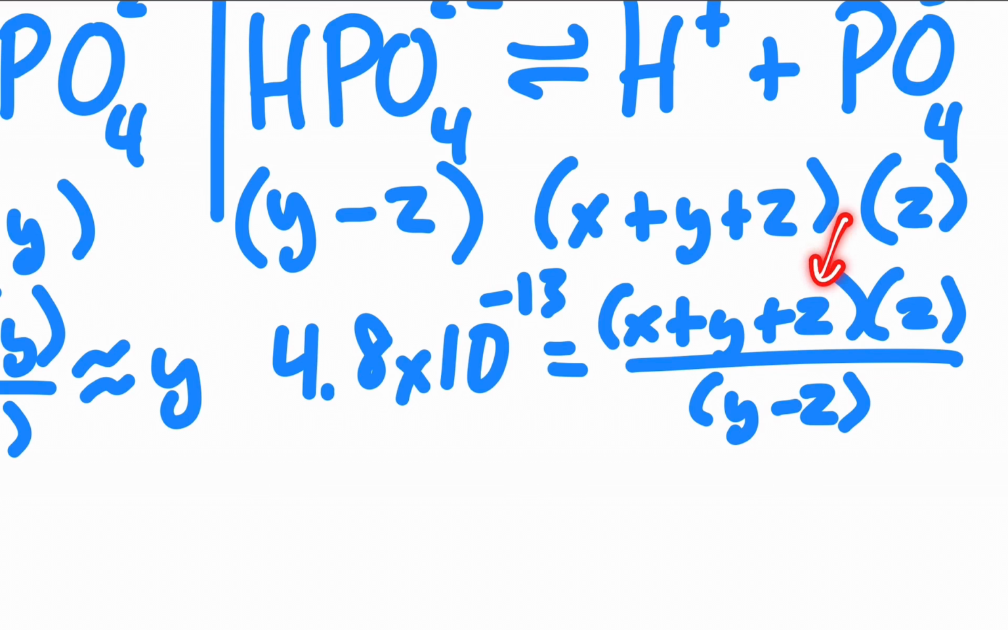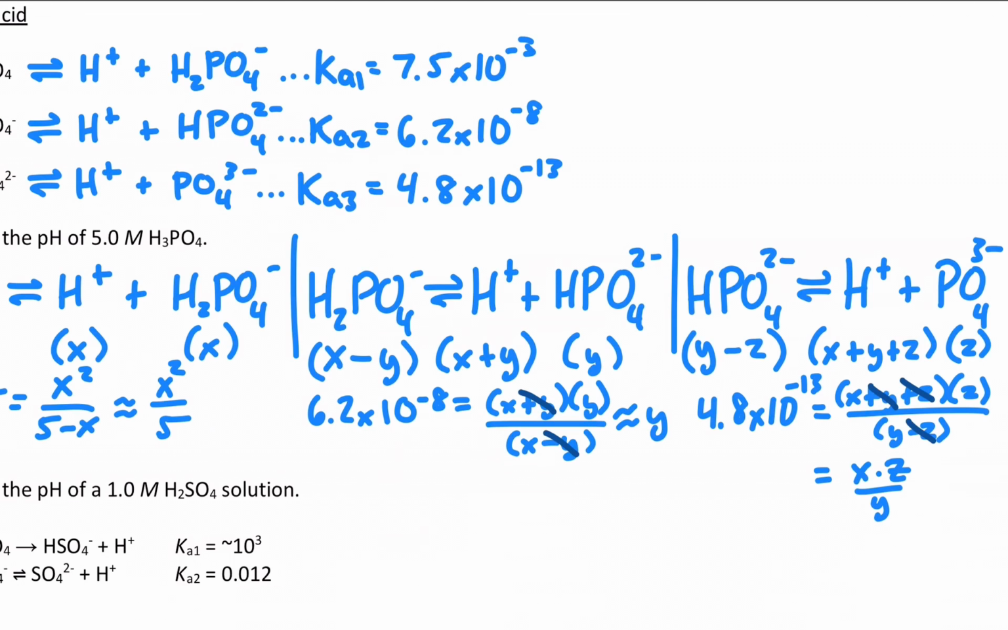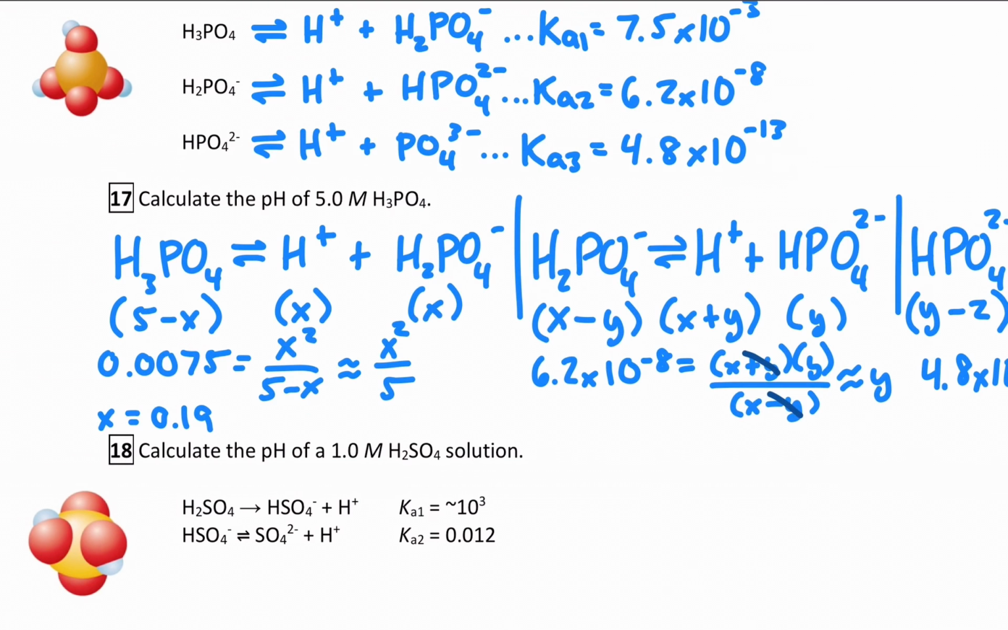I don't know how small this z is, but it's got to be negligible compared to y, which means it's also negligible compared to x. So we can actually get rid of the plus z and the plus y in the numerator. That means we can also get rid of the minus z in the denominator. So this simplifies to just x times z over y. We get a linear equation. Now we have a way of solving for all three of our variables, x and y and z.